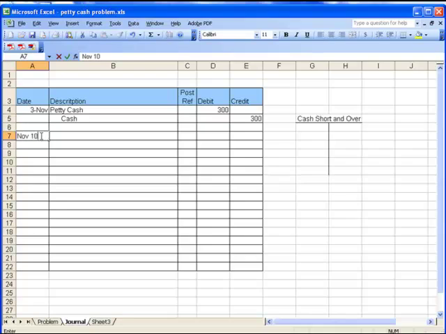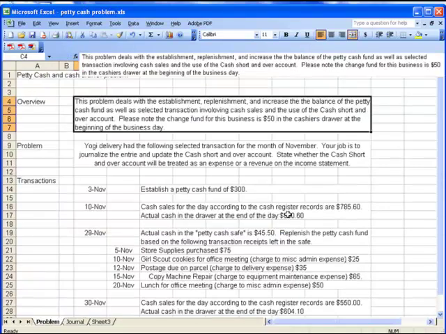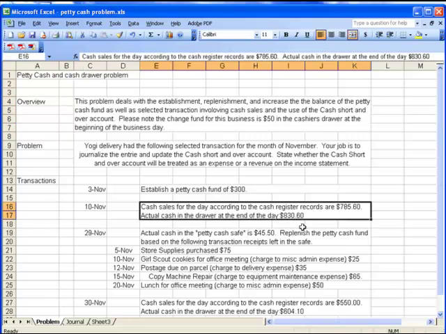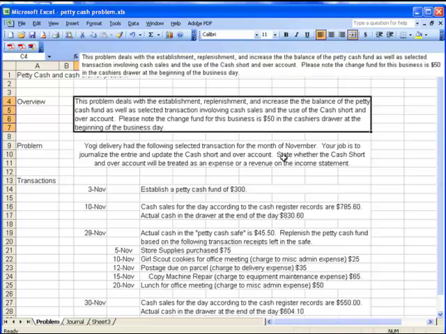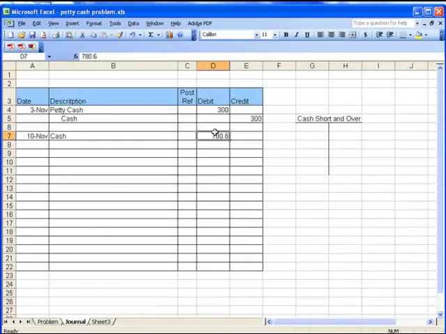In order to journalize this transaction, when we do these cash short and over transactions, the date is November 10th. I always like to go to the first line, the debit line, and put in cash, and we put in the actual amount of cash, which was $780.60. Remember, we got that from the fact that there was a total of $830.60 in the drawer. We take out the $50 of change fund, and that gives us our cash, $780.60.